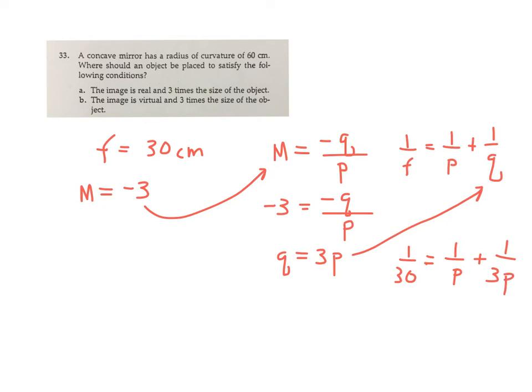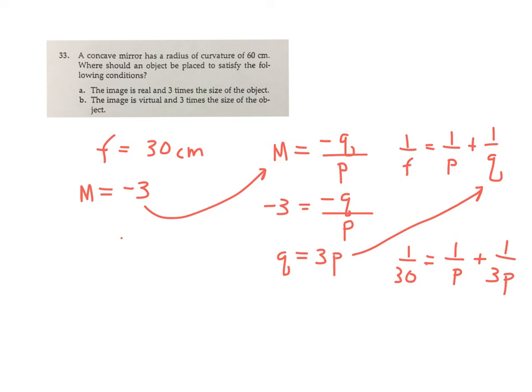And what I would do is in that middle fraction or term right here, the 1 over P, you could make that 3P over 3P and then add the two fractions and cross multiply, whatever it takes for you. But you're pretty much there. It says where should an object be placed? That'll give you the direct answer for where the object would be. So that would be the answer to part A.